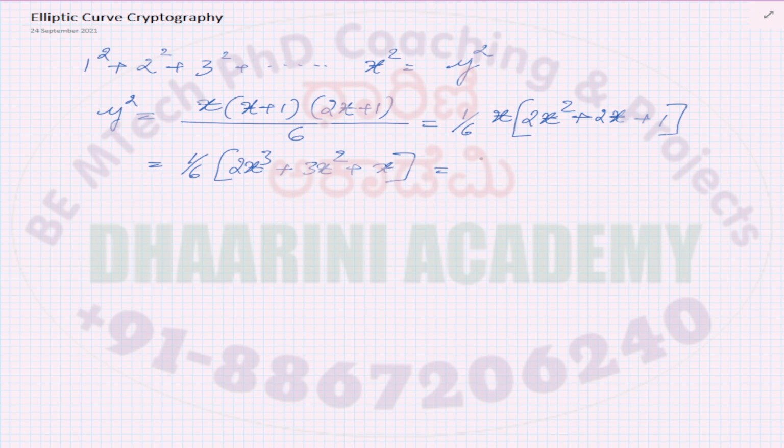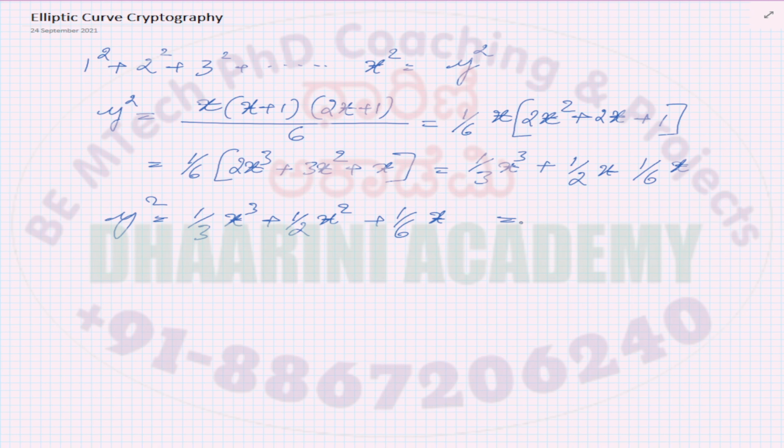If I multiply inside, this becomes 1 by 3 x square plus this is 1 by 2, not x square, my mistake. The first term is x cube, sorry. Yeah, so this is 1 by 3 x cube plus 1 by 2 x square plus 1 by 6 into x. Now you can see that this y square is a cubical curve, correct? 1 by 3 x cubed plus 1 by 2 x square plus 1 by 6 into x. Right. Now this actually is an example, okay, of an elliptic curve.